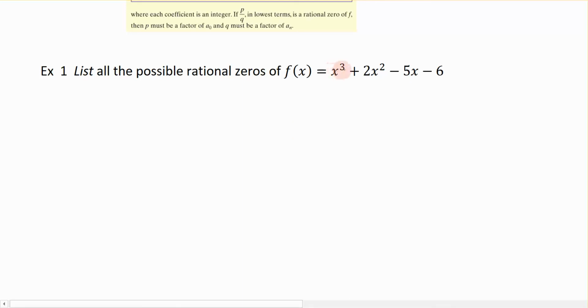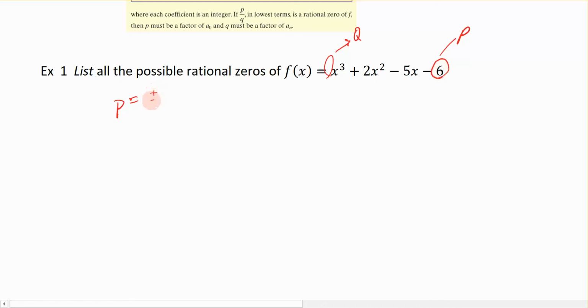When you look at your polynomial and it's written in its descending order, the last term here is going to be p, and the first coefficient, or the coefficient of my leading term here, which let me circle that a little differently, the coefficient of my leading term, which is a 1, is going to be q. So the way that we begin is I'm going to first list all the factors of p, which is 6. All of the factors of 6.